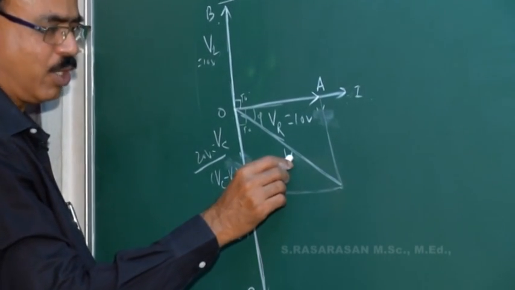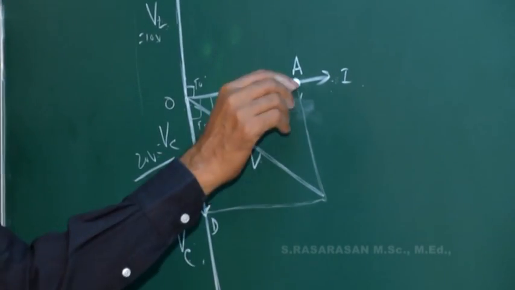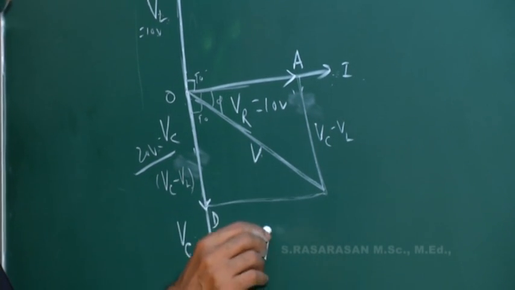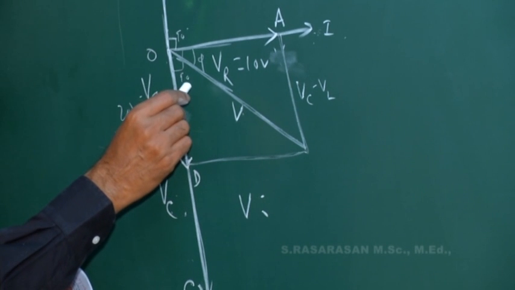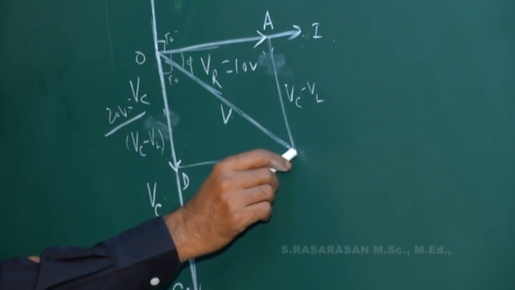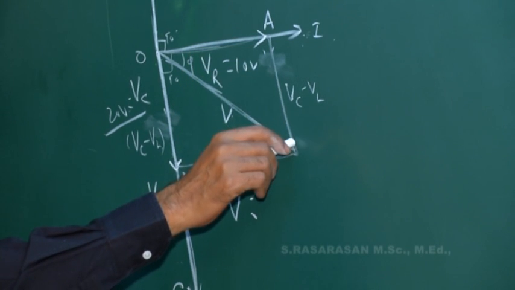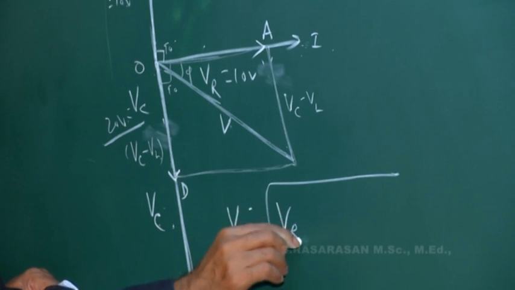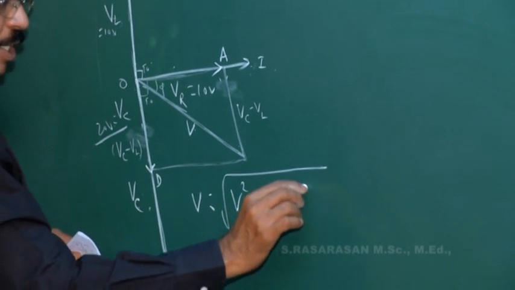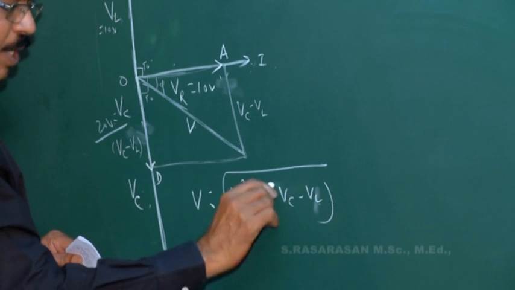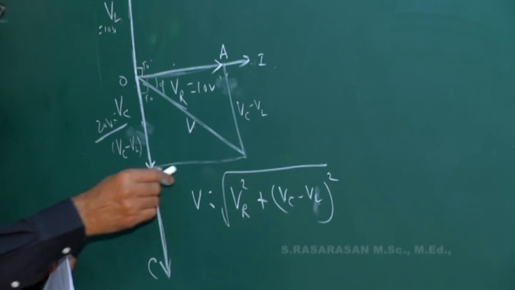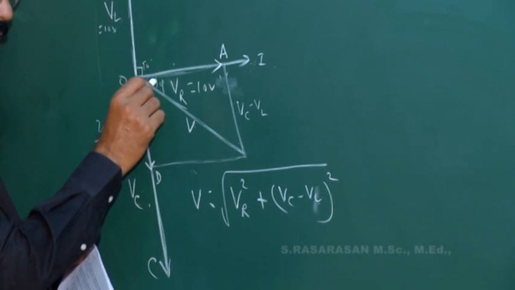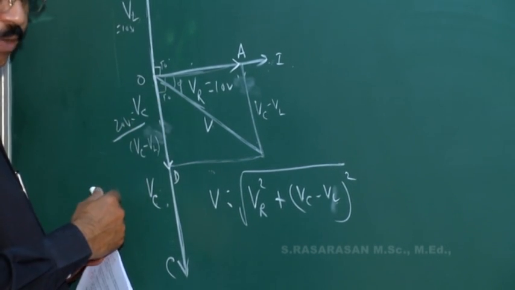The effective voltage is VC minus VL. Therefore, as per Pythagoras theorem, hypotenuse square is equal to square of this side plus square of this side, or hypotenuse is equal to root of VR square plus VC minus VL the whole square. It is lying in the fourth quadrant. Fourth quadrant means this phi value, the tan phi becomes a negative value.